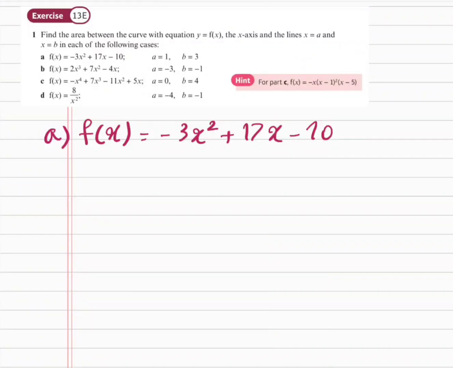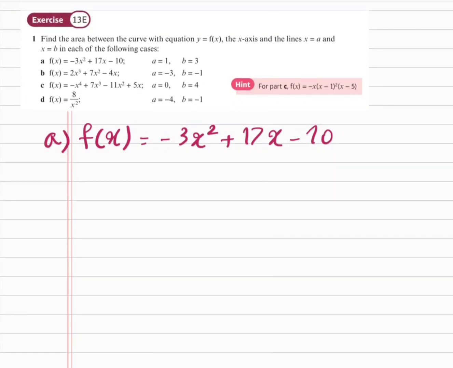Hi everyone, this video is on exercise 13E question 1, and in this video I'm going to do parts A and D. So this exercise is about finding the area between any curve and the x-axis and the bounds. If you remember, in one of the first sections that I introduced integration, I said integration is essentially a tool that allows us to find the area under the curve. And now we are going to actually see how it works and how it helps us to find the area.